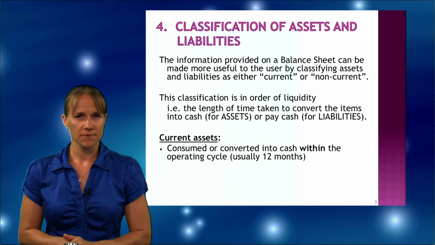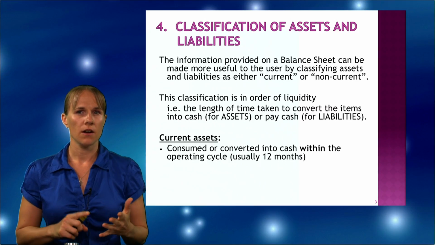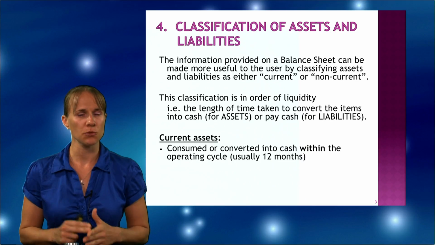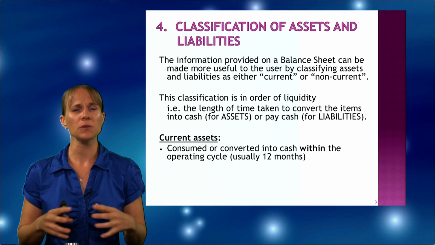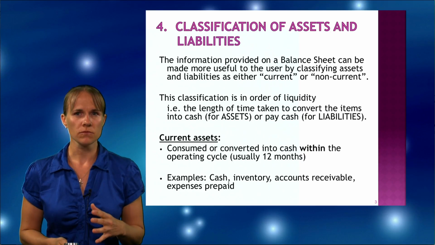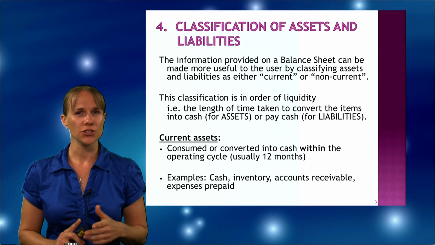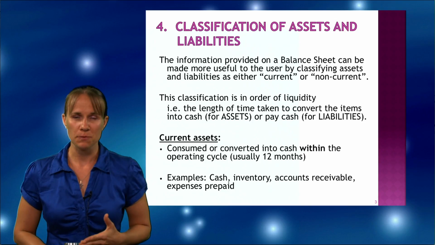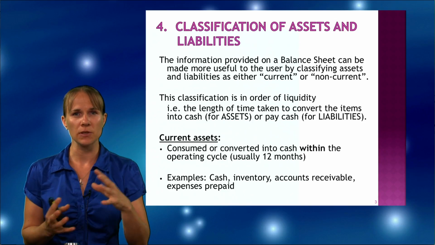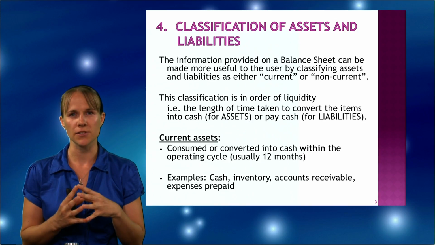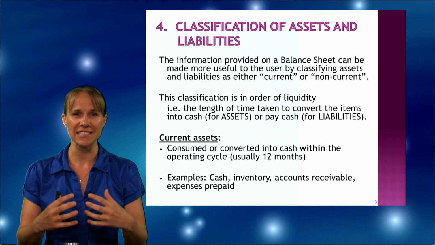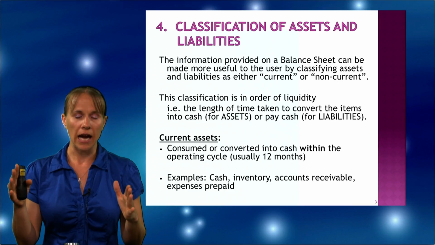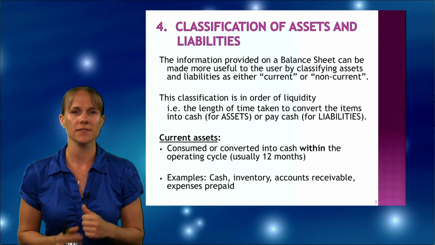Current assets. Our current assets are consumed or converted into cash within the operating cycle. So it's usually within a 12-month period. Examples: cash, inventory, accounts receivable, prepaid expenses. So they're your really liquid, your really short-term types of assets. You're going to consume them or convert them into cash within a shorter period of time. So generally 12 months or less.